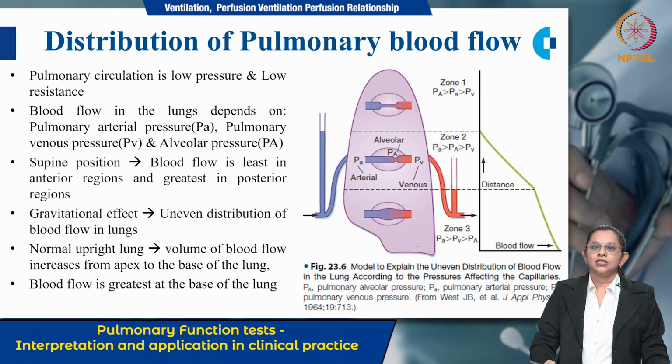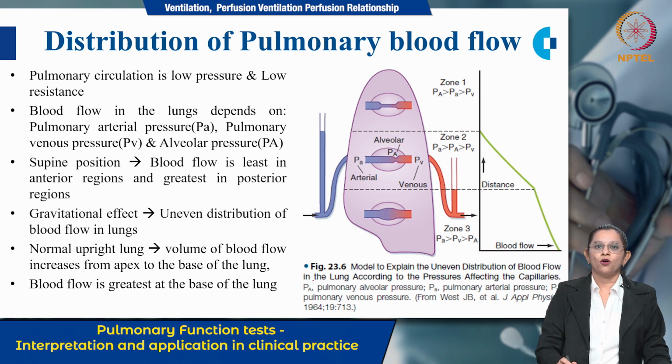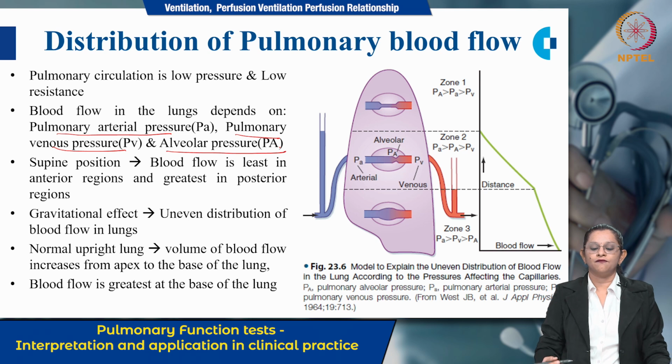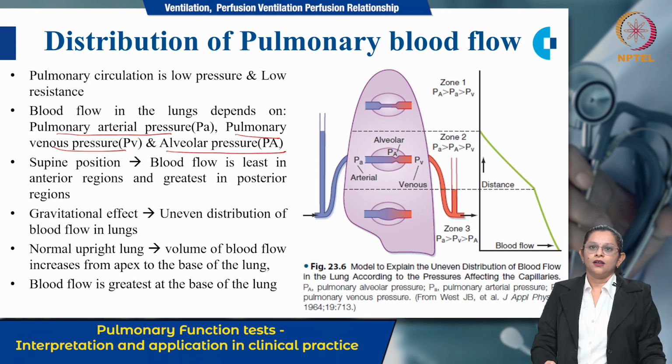The pulmonary circulation is generally a low pressure and low resistance but high capacitance vessel. And this pulmonary blood flow through the lungs will depend upon three important factors: one is the pulmonary arterial pressure, second the pulmonary venous pressure, PV, and third the pulmonary alveolar pressure, capital PA. These pressures vary in different parts of the lungs from the apex to the hilum to the base.